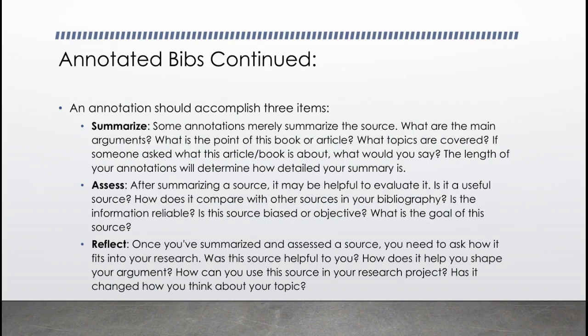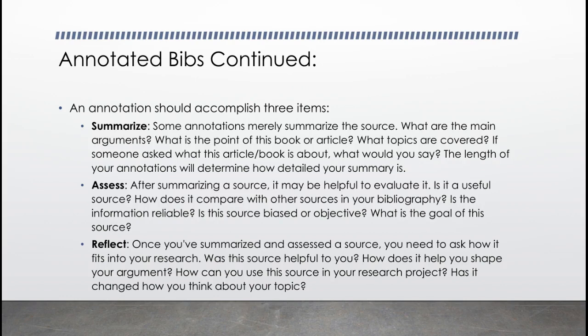So as you move through your annotated bibliography, your annotation should accomplish three things. It should summarize, assess, and reflect. So as you summarize, you should summarize the source, talk about the main arguments, the main point, give a good overview of what it was about. After that, you need to assess it. You need to look and determine how useful it is. How does it compare with other sources you have? How reliable is it? Is it biased or objective? And what is the goal of the source?